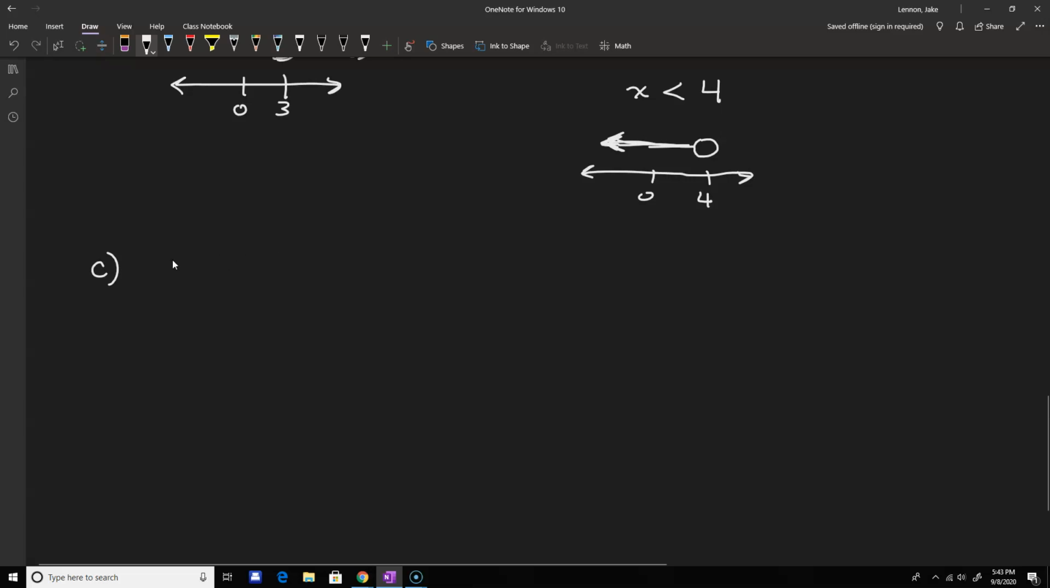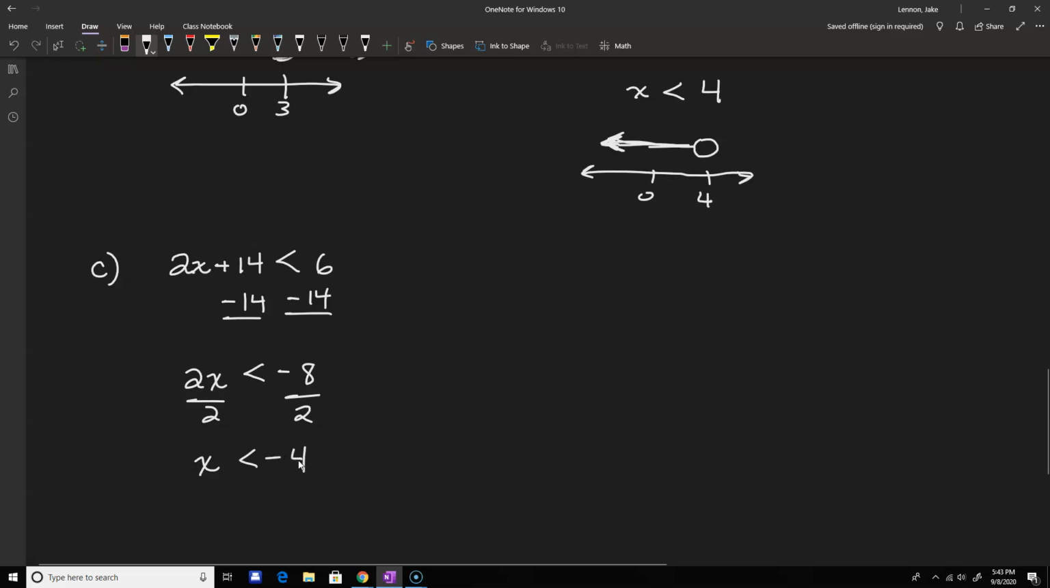So let's say we have 2x plus 14 less than 6. Again, this is another two-step problem. We just want to begin by isolating the 2x, and we can do that by subtracting 14 on both sides. So we end up with 2x less than negative 8. And again, we're dividing by positive 2 here, so there's no need to flip any symbol. We end up with x less than negative 4.